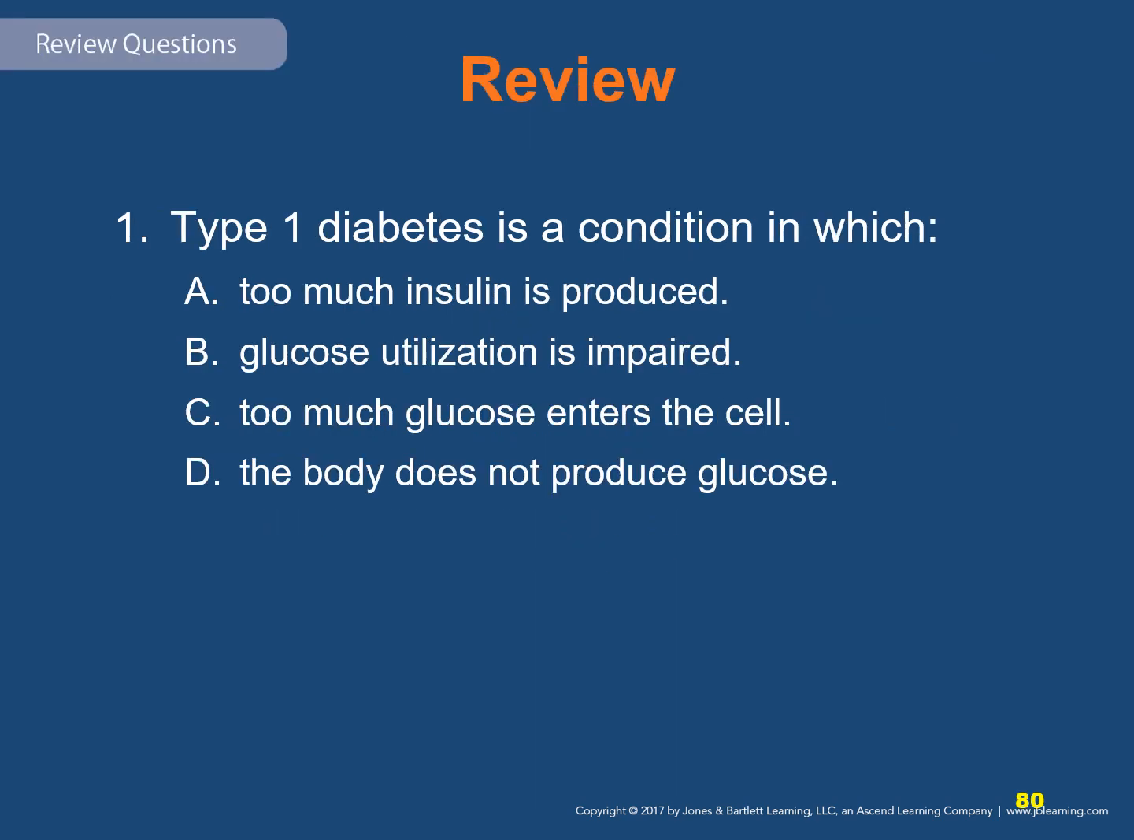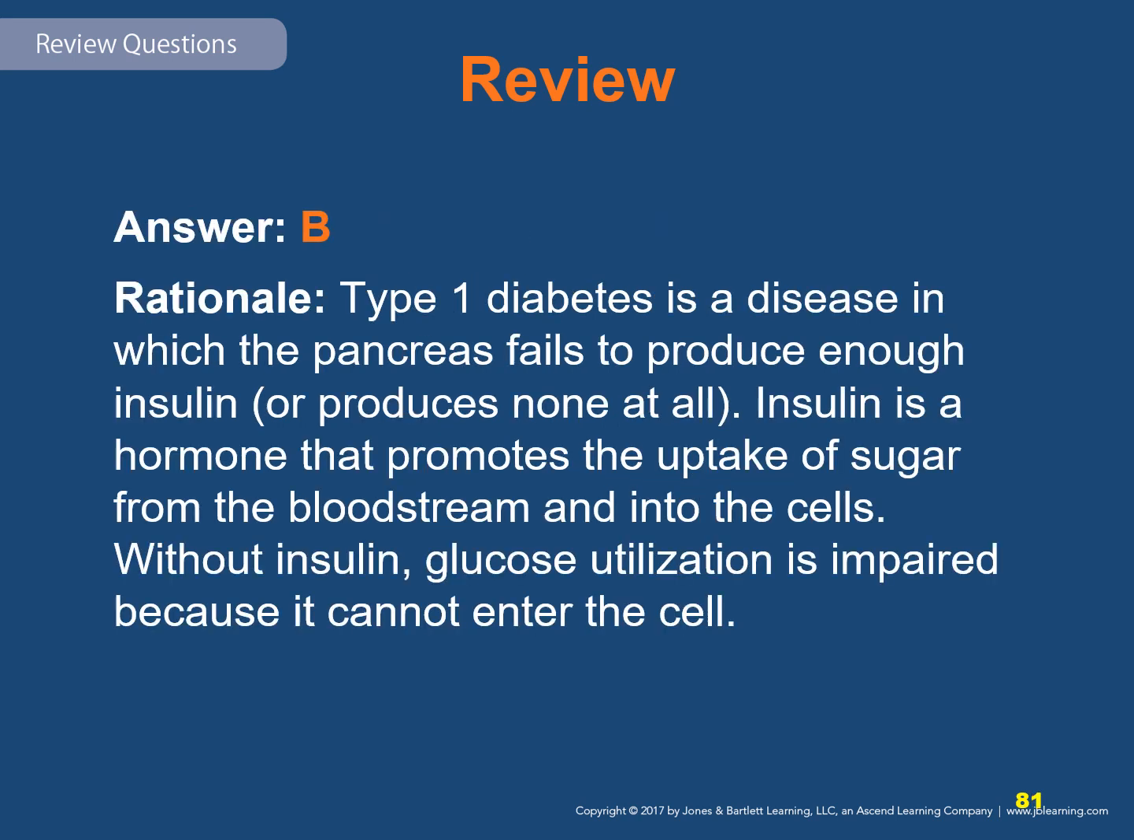Type 1 diabetes is a condition in which too much insulin is produced, glucose utilization is impaired, too much glucose enters the cell, or the body does not produce glucose. If you paid attention, this one should be fairly easy. And it is B. Type 1 diabetes is the disease in which the pancreas fails to produce enough insulin or produces none at all. Insulin is a hormone that promotes the uptake of sugar from the bloodstream and into the cells. Without insulin, glucose utilization is impaired because it cannot enter the cell.